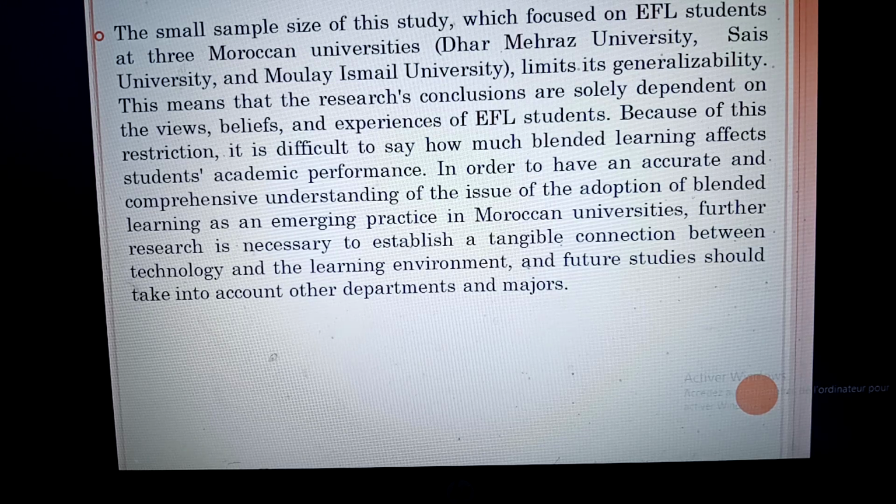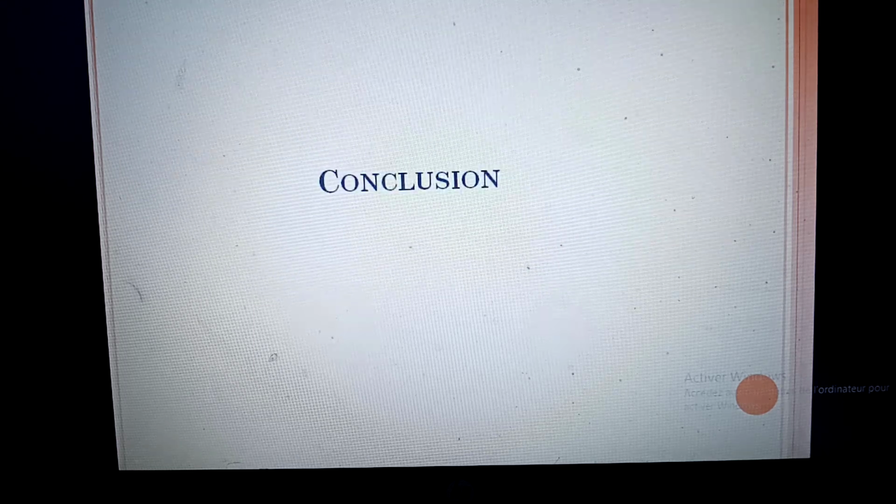So in order to have an accurate and comprehensive understanding of the issue of the adoption of blended learning, I think that further research is necessary to establish a tangible relationship between technology and the learning environment, and future studies should take into account other departments and other measures.